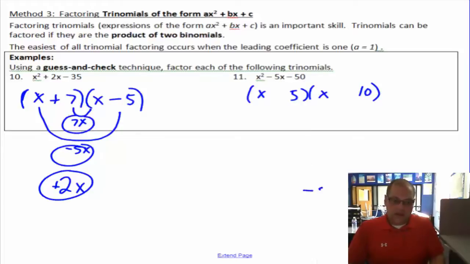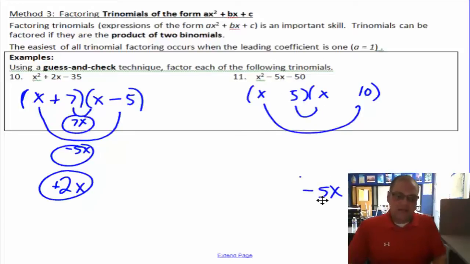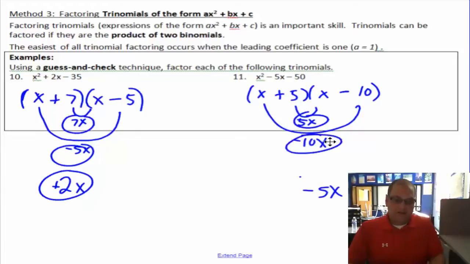And I got to get a negative 5x. All right, that's what I need to get when I do the inner and the outer. Okay, the inner 5x, and I want a negative 5x. So therefore, I want this to be a positive 5, and I want this to be a negative 10, because that gives me a 5x here, and it gives me a negative 10x here. And when I combine 5x and negative 10x, it gives me my negative 5x that I need. All right, so that is how you would do those.